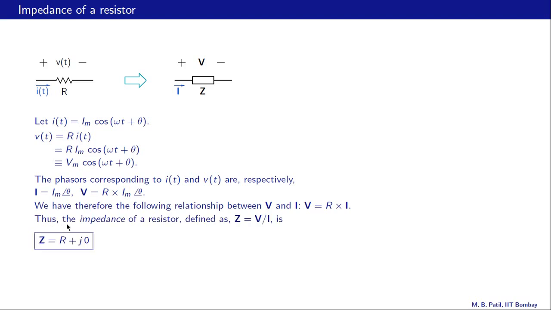And therefore the impedance of a resistor, which is defined as Z equal to V by I, is Z equal to R plus j0. From here Z is equal to R, and R is a real number, so we write that real number as R plus j0. So the impedance of a resistor is the resistance itself.